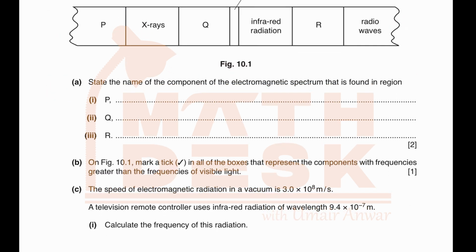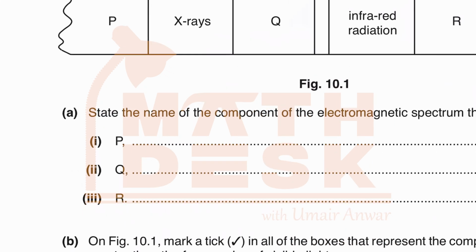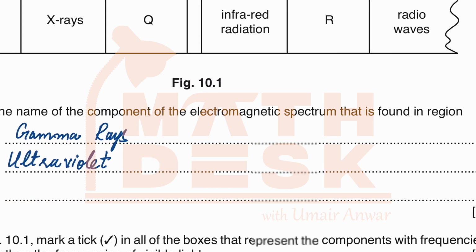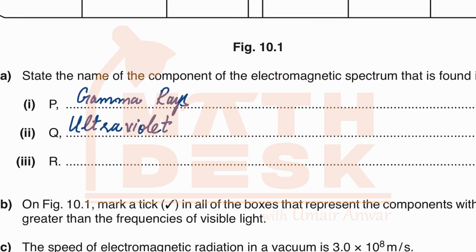So it says state the name of the components of the electromagnetic spectrum that is found in the region P. So in the region P before X-rays we have gamma rays, then after X-rays we have ultraviolet radiations, then we have the visible light, infrared, and after infrared before radio waves we have microwaves.